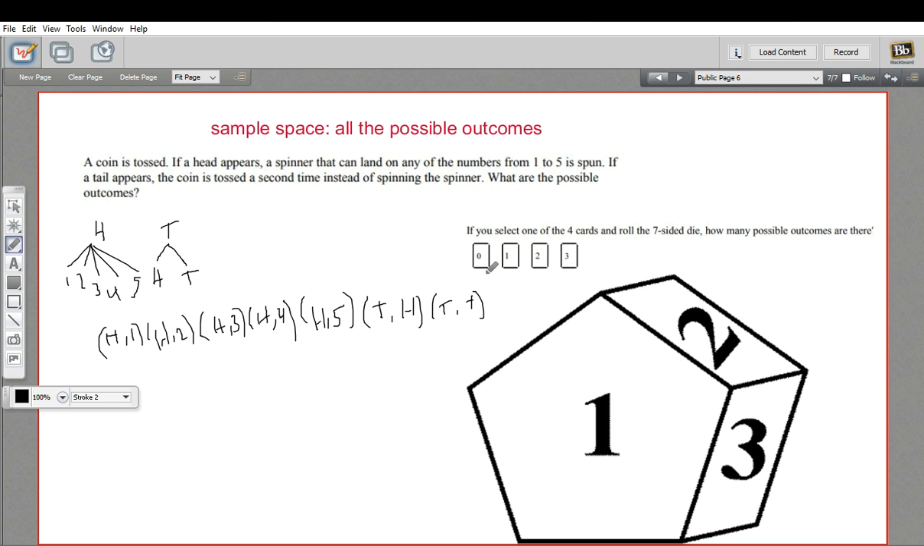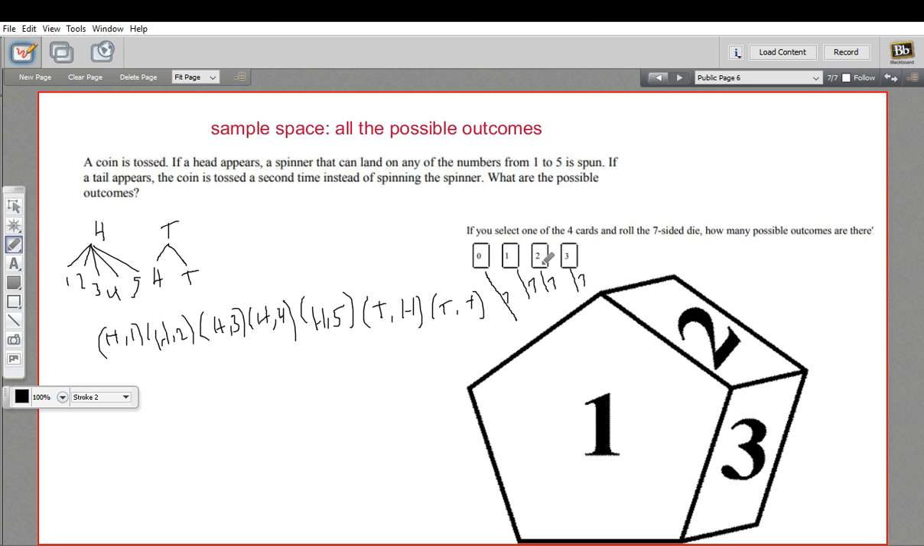Well, in this case, if I pick a 0, then I would roll the die and there are 7 possibilities. If I pick a 1, there are 7 more possibilities. If I pick a 2, 7 more possibilities. If I pick a 3, 7 possibilities. So really, this is 4 times 7. And that is exactly how you figure out how big a sample space is.